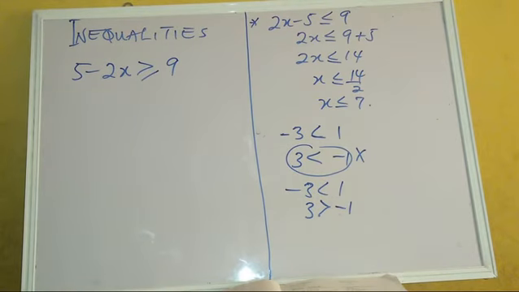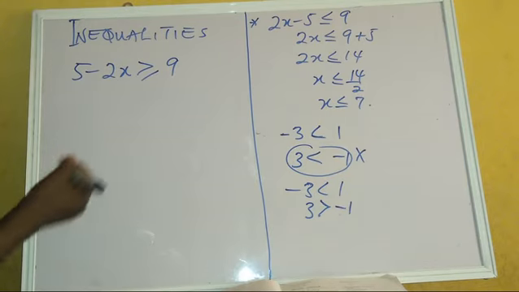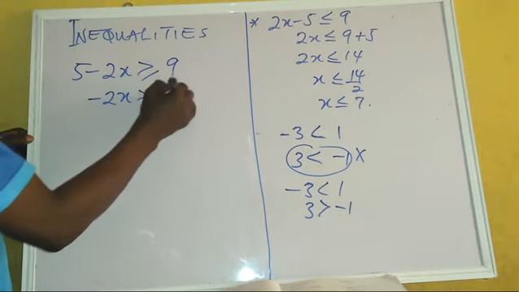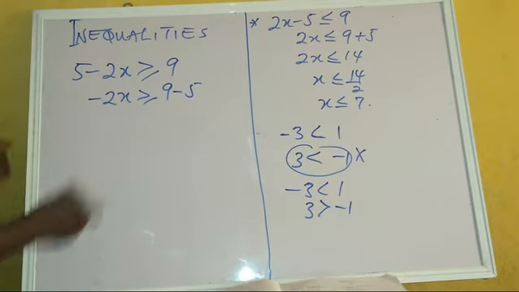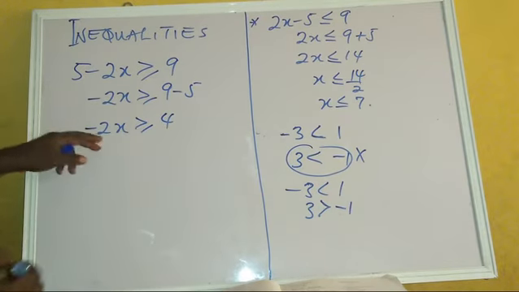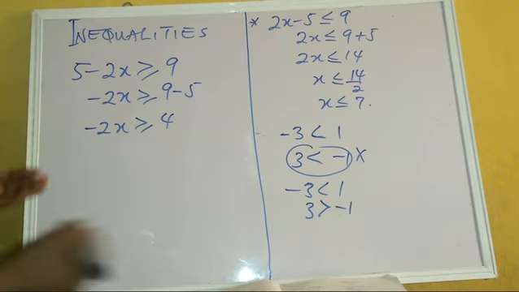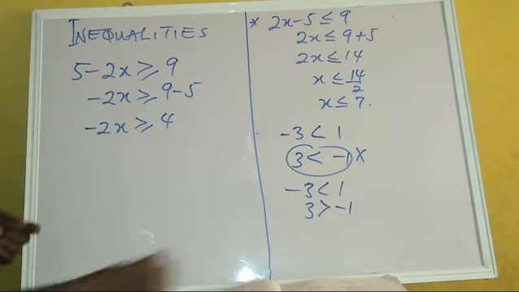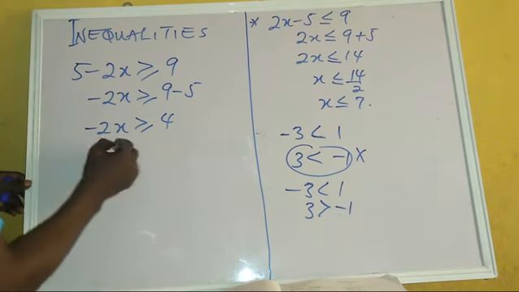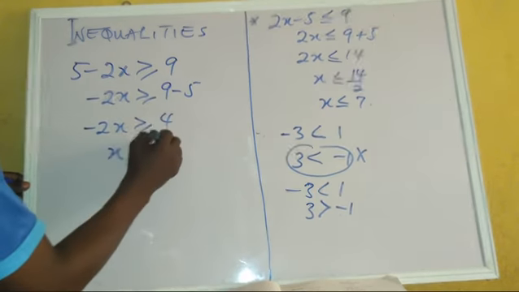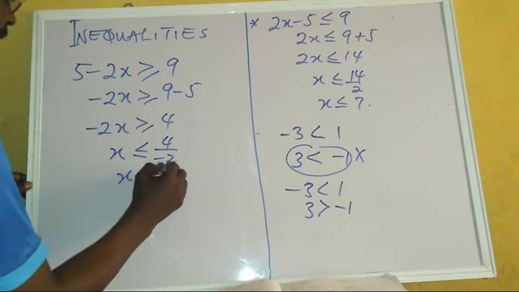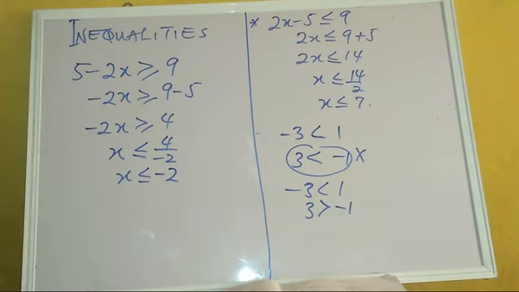Then, there are two ways of solving it. We collect the like terms. It means negative 2x greater than or equal to 9 minus 5. Negative 2x greater than or equal to 4. Here we have negative 2x. It means we are going to divide both sides by negative 2. But don't forget what I said there. When you are dividing by negative, the inequality sign must change. Then, x will be less than or equal to 4 divided by negative 2. x less than or equal to negative 2. That's one way of solving it.